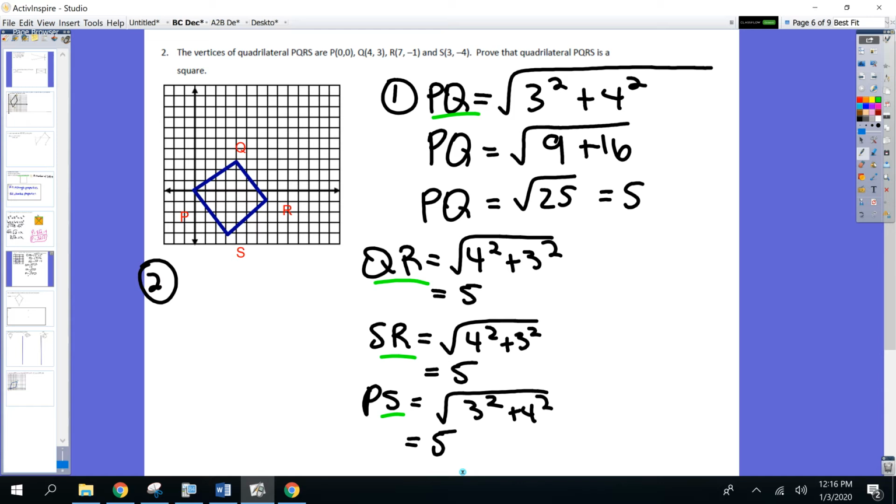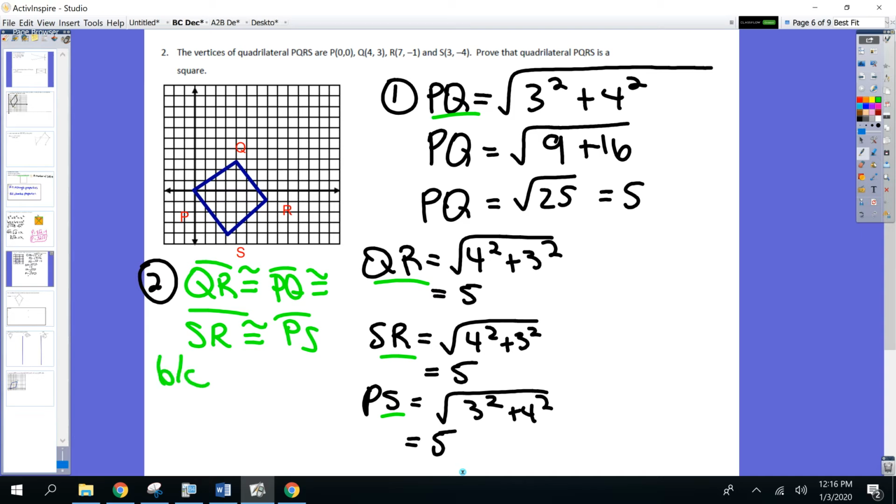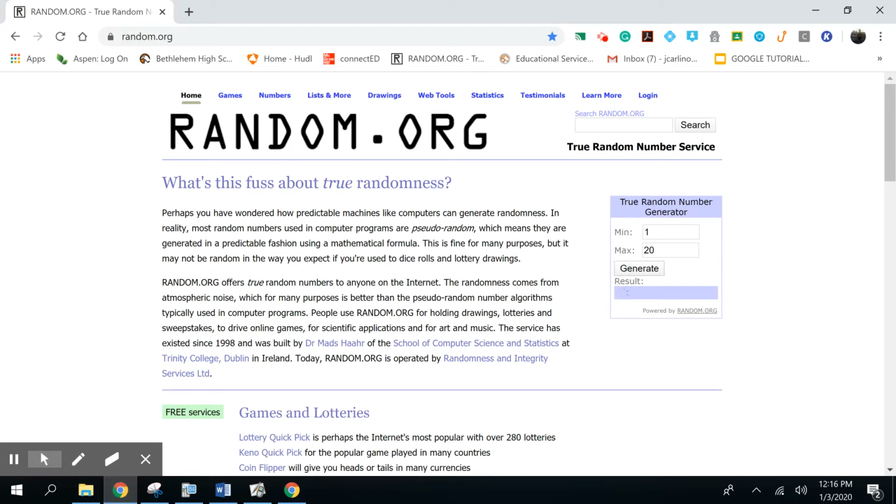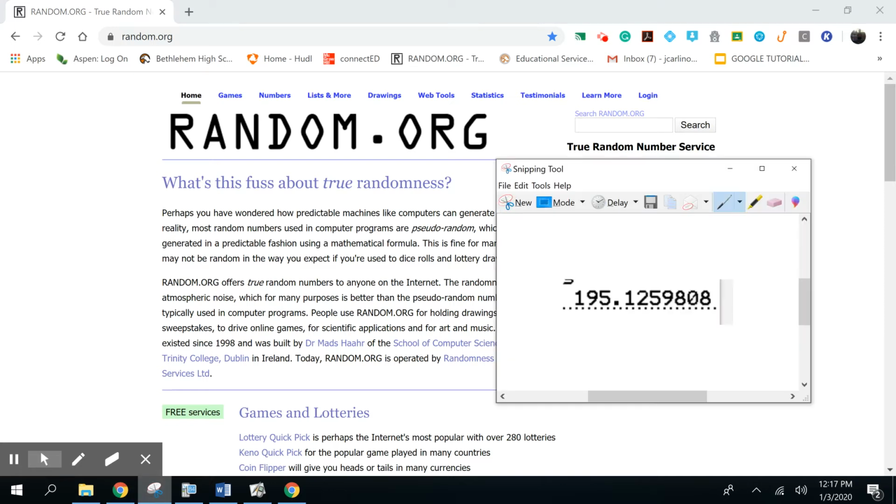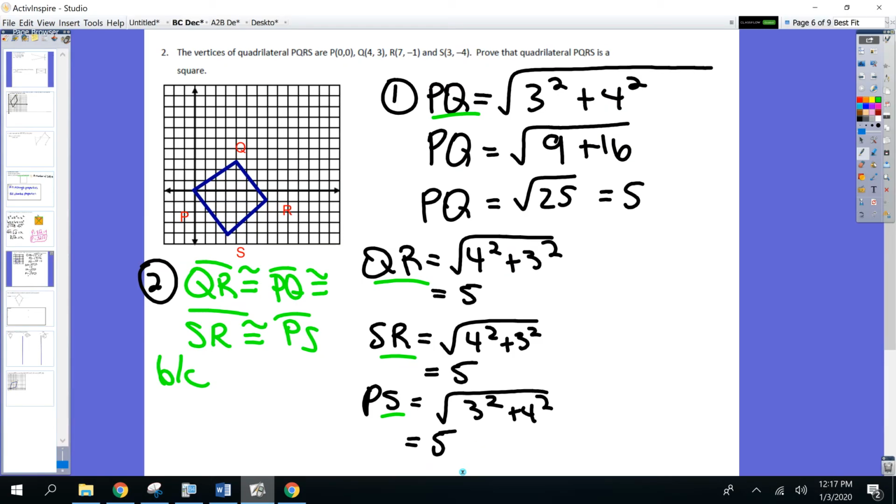You guys are telling me these are parallel, maybe. Maybe the diagonals bisect each other. You are not telling me in step 2 that it's a rhombus, parallelogram, rectangle, square. So you're telling me QR congruent to PQ, congruent to SR, congruent to PS, and then you're going to tell me why. What's a good why here? Why are they all congruent? Distances are equal, right?